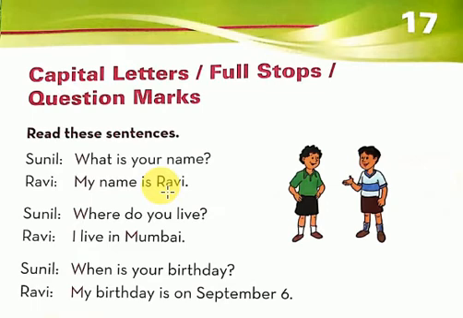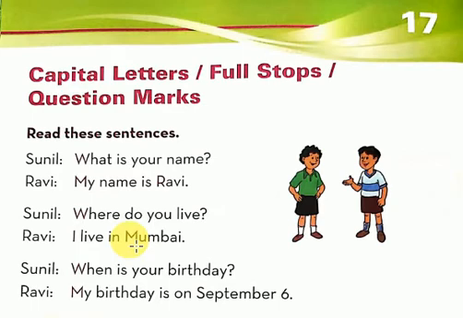Okay students, you can see the next sentence: where do you live? Ravi replies, I live in Mumbai. Same condition, I will be capital because it is the first letter of the sentence. Now Mumbai is the name of a city in India, so Mumbai is the name of a place, so the M in Mumbai will be capital.